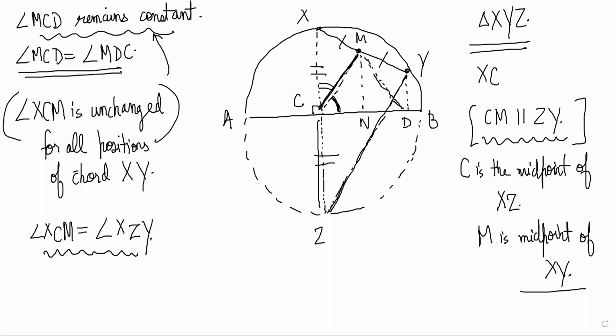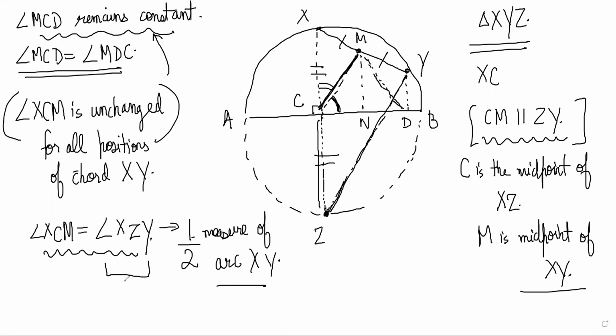If angle XCM is equal to angle XZY, what is angle XZY? Angle XZY is basically half of the measure of arc XY, right? Why? Because arc XY subtends an angle XZY here. So obviously the measure of the arc would be the angle it subtends at the center C, right? So angle XZY is equal to half of the measure of arc XY, and that is equal to angle XCM.